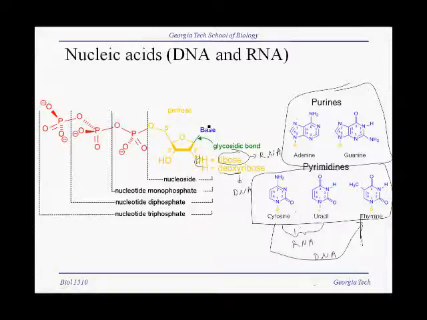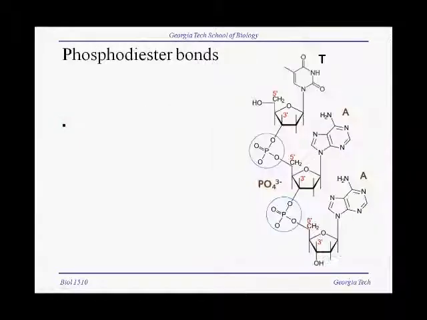So the sugar plus the base is a nucleoside. Once we start adding phosphates, we get nucleotides, and you can have between 1 and 3 phosphates. These nucleotides then are linked together in a straight chain, a linear chain, by what's called a phosphodiester bond. And what's shown inside the blue circles is a phosphodiester bond. Okay.